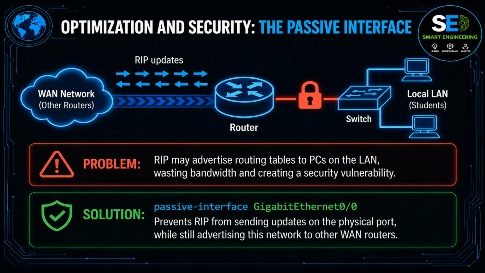To solve this problem, Cisco routers provide the passive interface command. In this example, the command passive interface gigabit Ethernet 0/0 stops RIP updates from being sent through the LAN interface connected to the switch and PCs. However, the router still advertises this network to other routers on the WAN side. This means the network remains reachable while unnecessary RIP traffic is eliminated. The passive interface is therefore both an optimization tool and a security best practice in modern network configurations.